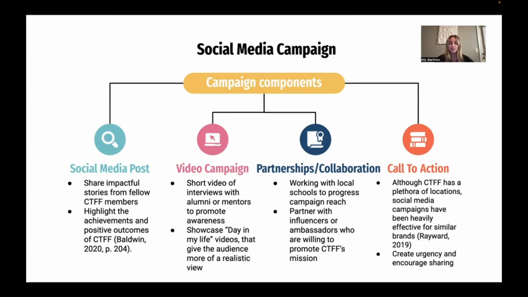Next is partnerships and collaborations. CTFF could begin working with local schools to progress more of a campaign reach. Also, by partnering up with influencers and ambassadors who are willing to promote CTFF. And lastly is call to action. CTFF can gain so much more intel by branding on social media to grow their platform.